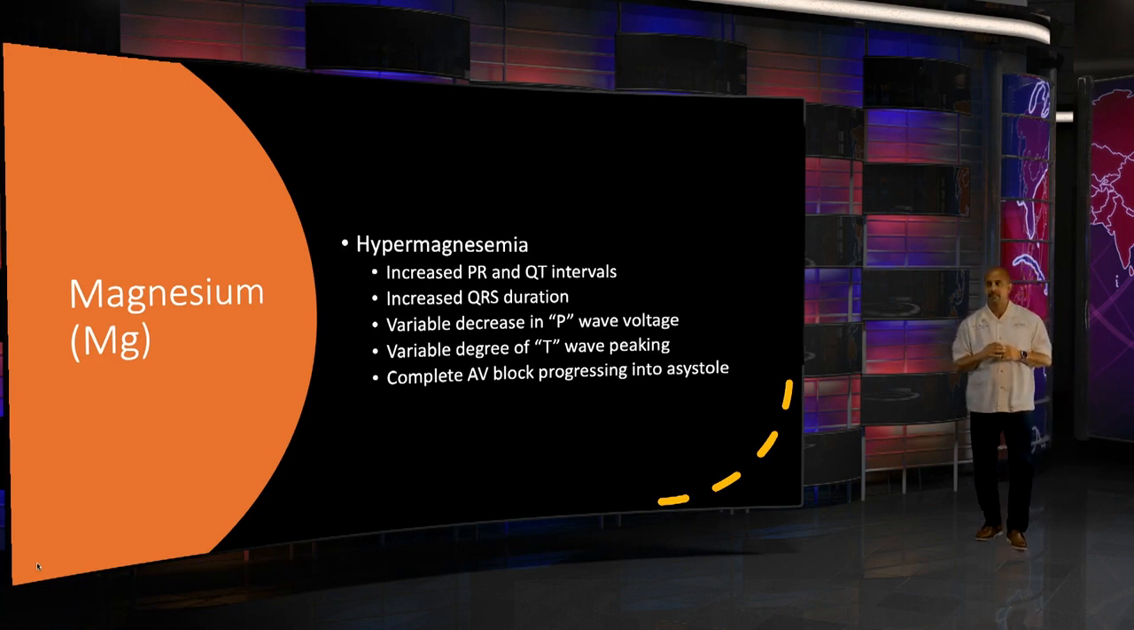Hypermagnesemia, high magnesium levels, is kind of going to do the opposite. It's going to increase your PR interval, and it's going to shorten your QT interval. All right? You can have various degrees of decrease in P wave morphology, right? Also the T wave. So it can actually present like a heart block, and it could progress quite quickly into asystole if you have too much magnesium in your system. So it is a balance we need to maintain, okay?